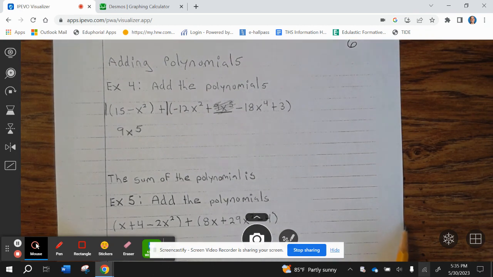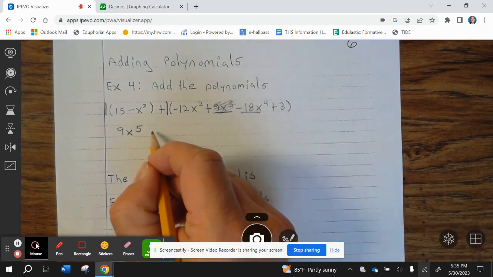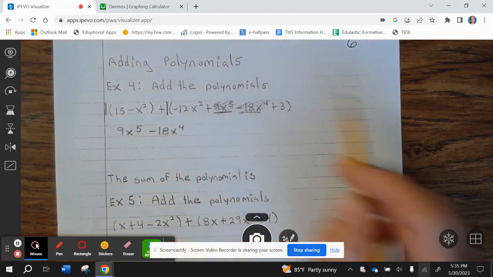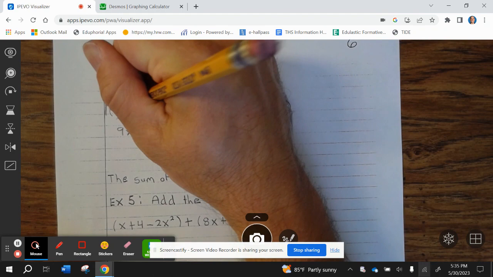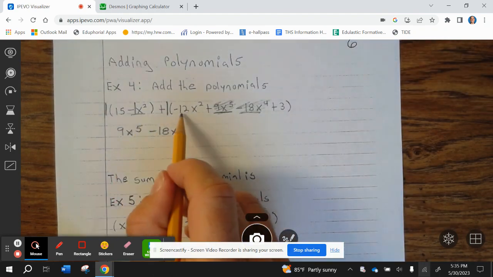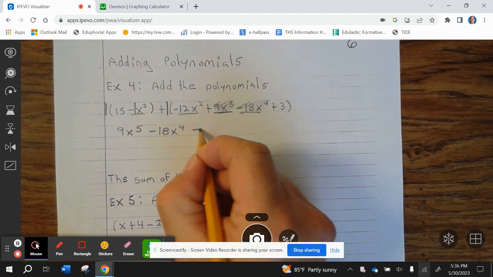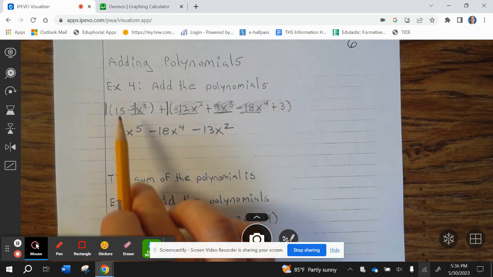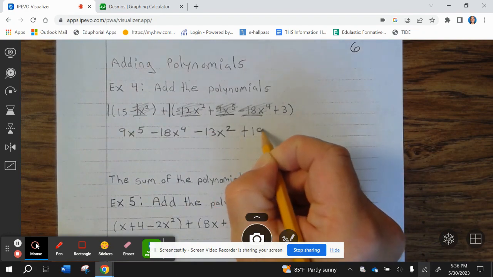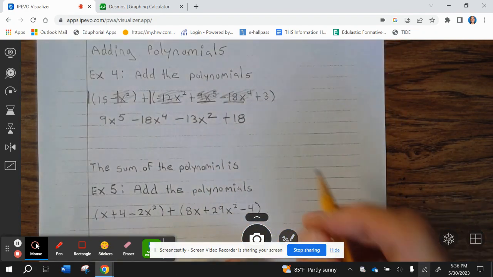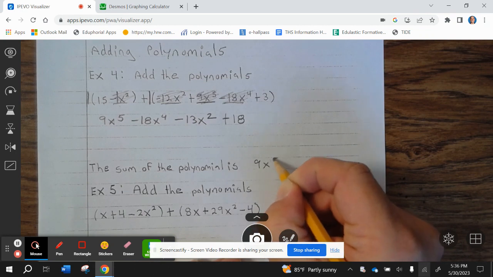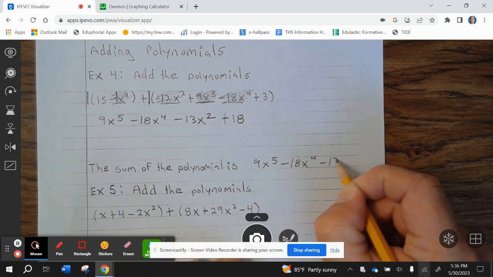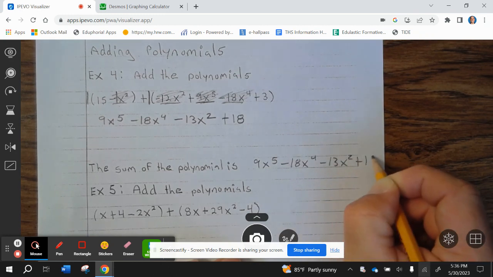And then to the fourth, so minus 18x to the fourth. Done with that. Now, I'm going to put a 1 here. Negative 1x squared minus 12x squared is minus 13x squared. So we're done with that. 15 plus 3 is plus 18. So the sum of the polynomials is 9x to the fifth minus 18x to the fourth minus 13x squared plus 18.